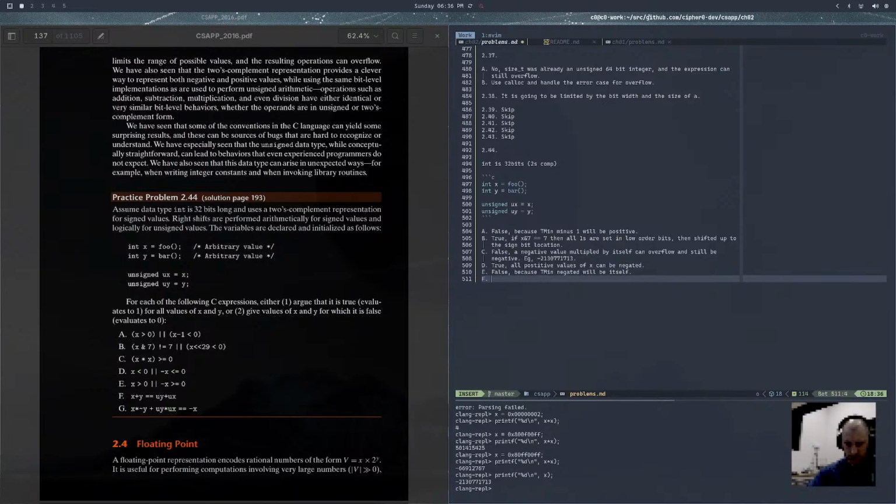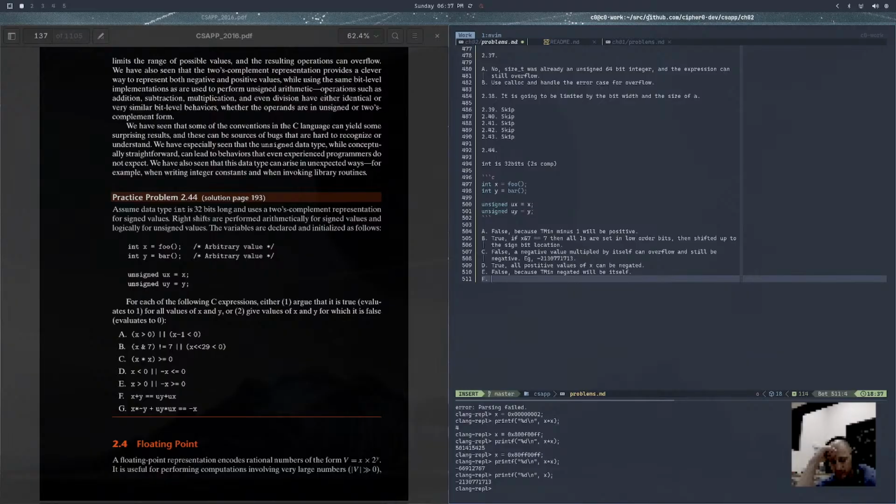F, x plus y is equal to uy plus ux. True for all cases. Let's see. Seems like it's something that should be true. So let's just think through this. So say x and y are both TMin, then they're going to overflow. Well, let's just take the example, x is TMin and y is 0.